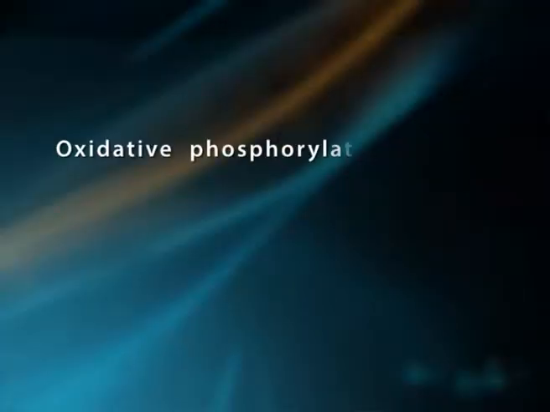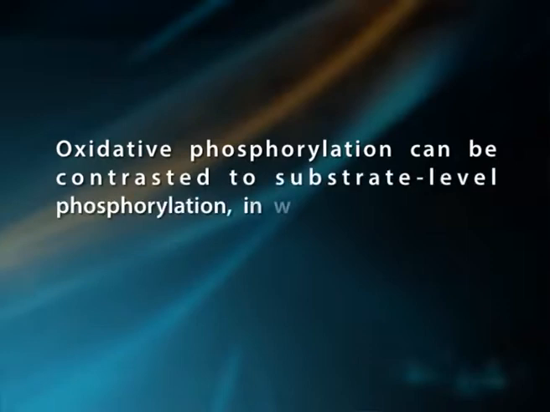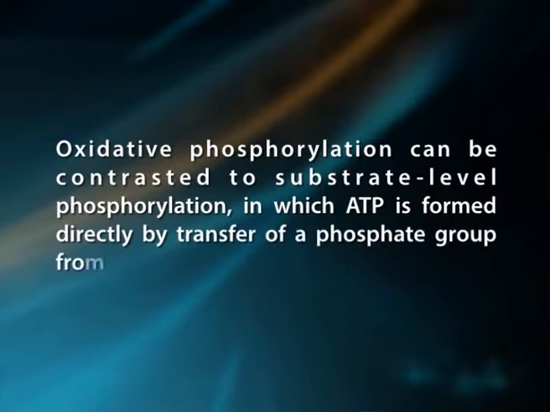ATP. When ATP formation is driven by energy that is released from electrons removed during substrate oxidation, the process is called oxidative phosphorylation. Oxidative phosphorylation can be contrasted to substrate level phosphorylation, in which ATP is formed directly by transfer of a phosphate group from a substrate molecule to ADP.